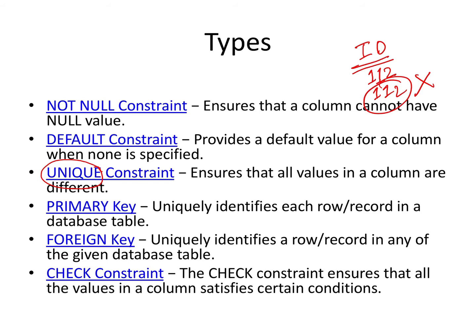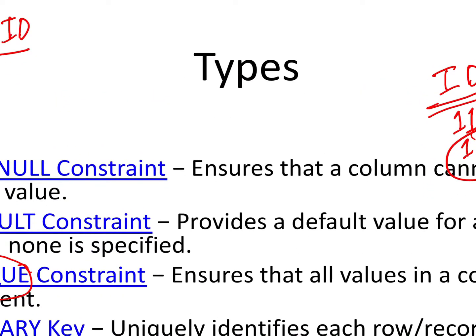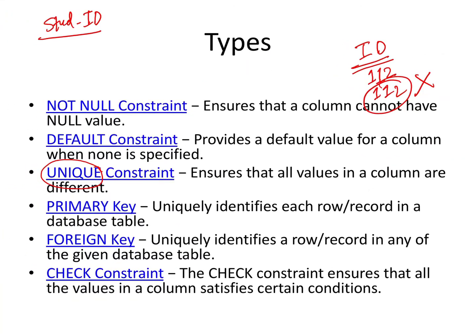For example, if I have a student ID in a student table, decided as the primary key, what is the intention of declaring it as a primary key? All its values, for example, the first student ID is 1, then 2, then 3, then 4, and so on. So what is the intention?